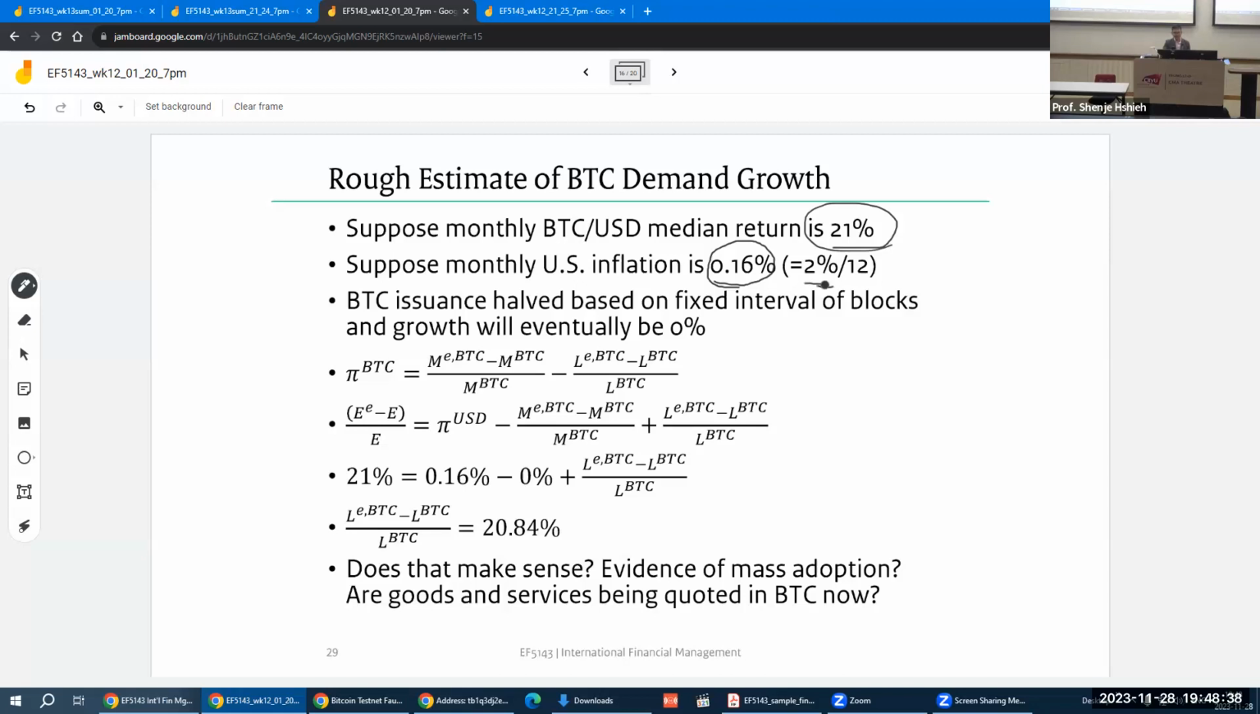We can assume it's 2%. If you want to convert it to monthly, divide by 12, which gives us 0.16%. It's 2% because the US has an inflation target of 2%. So we can just assume that in the long run, the US will achieve its target on average. And the monthly inflation rate will just give us 0.16%.